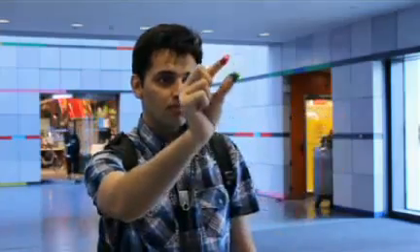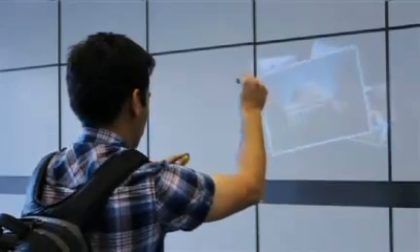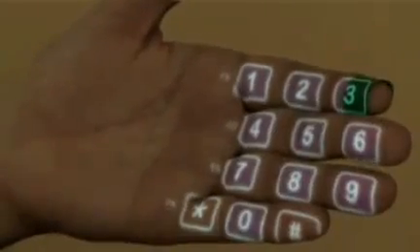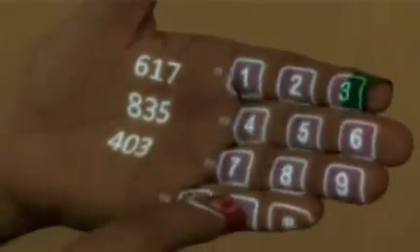So we are looking for an era where computing will actually merge with the physical world. And of course, if you don't have any surface, you can start using your palm for simple operations. I'm dialing a phone number just using my hand.